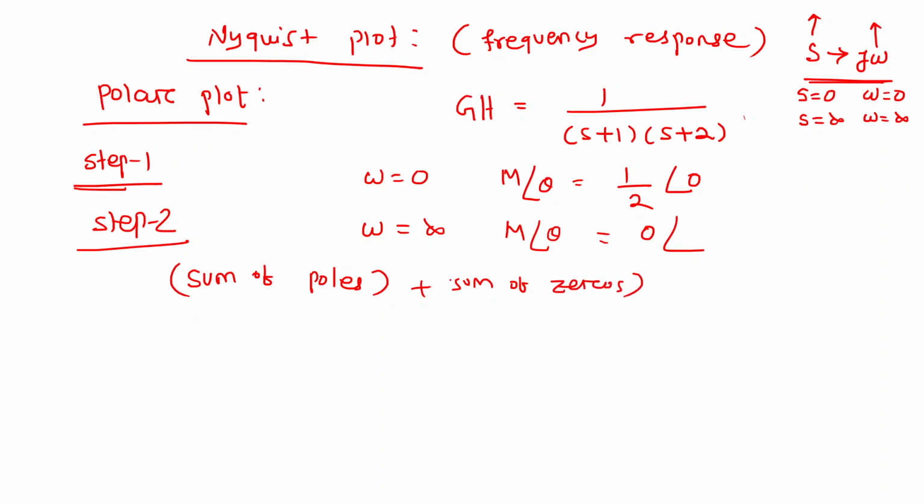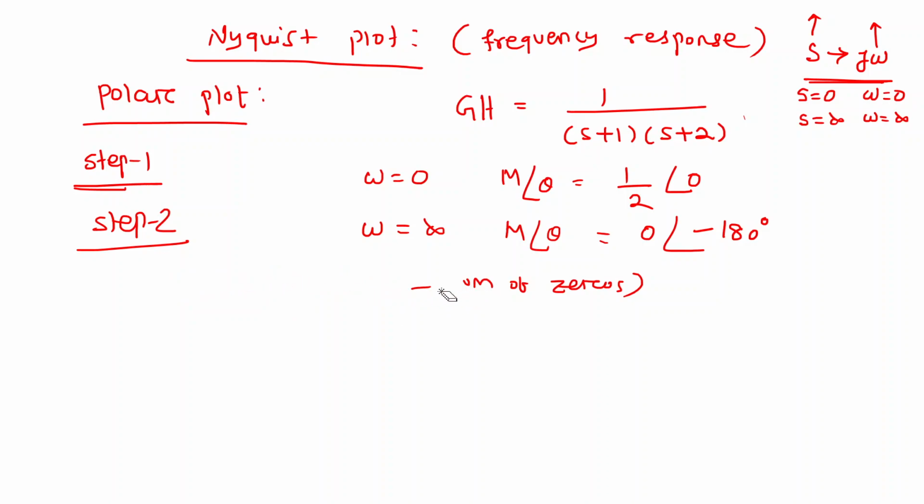Okay, sir, and this should be finite. Not finite, you can take the sum of poles and the sum of zeros. At omega equal to infinity, there are two poles. One pole will contribute minus 90 degrees. So two poles will contribute minus 180 degrees. That's why the angle here will be minus 180 degrees.